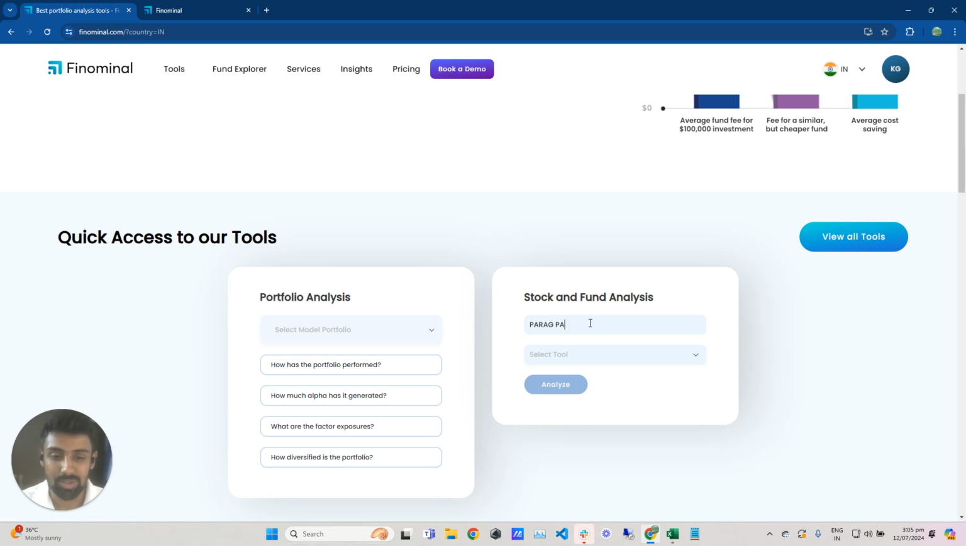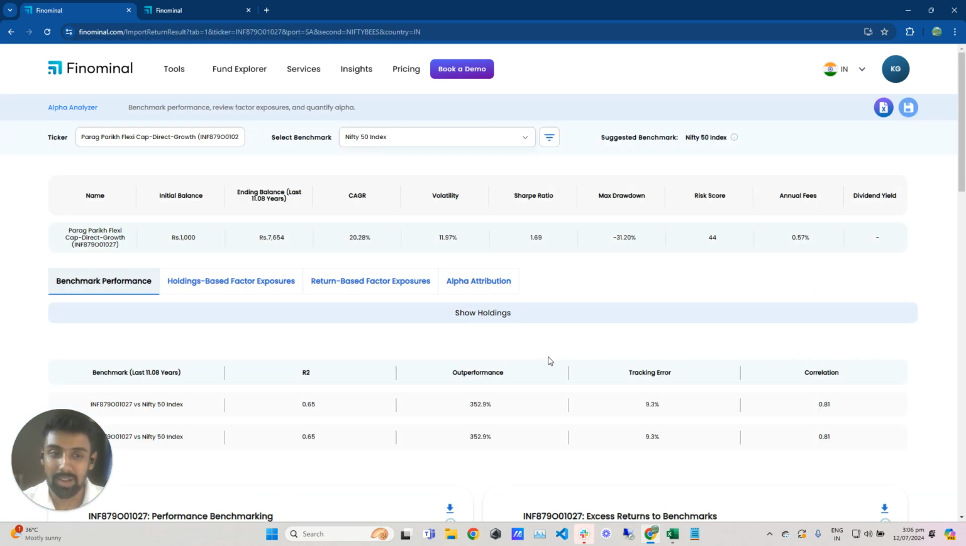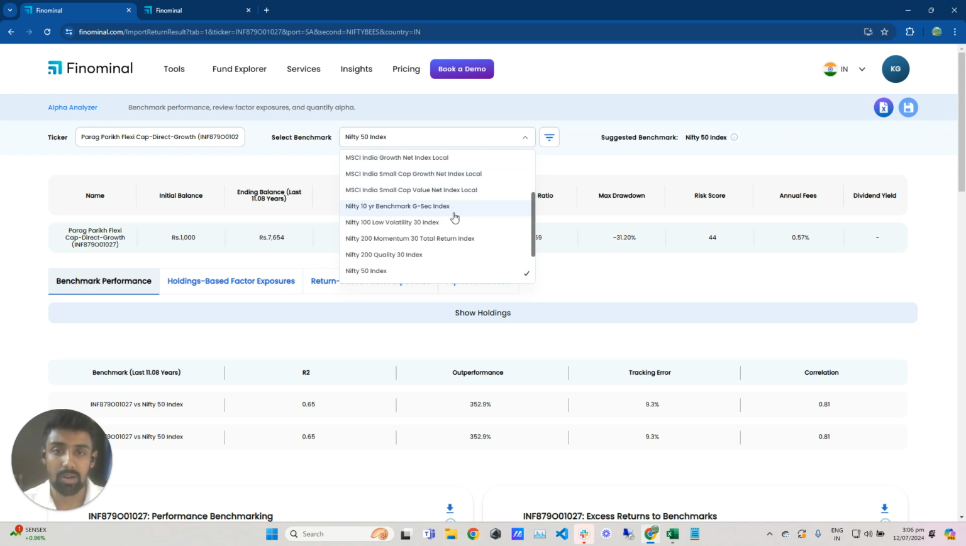So I will go to Alpha Analyzer to see how well it has done compared to its benchmark. Here we are picking the suggested benchmark for Parag Parikh fund, Nifty 50, as there's no perfect benchmark for a flexi cap fund, and you can also change the benchmarks over here.